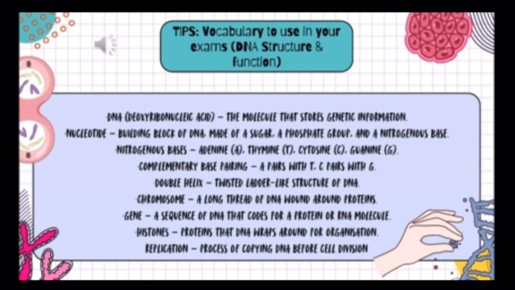Double helix, twisted ladder-like structure of DNA. Chromosome, a long thread of DNA wound around proteins. Gene, a sequence of DNA that codes for a protein or RNA molecule. Histones, proteins that DNA wraps around for organization. Replication, the process of copying DNA before cell division.